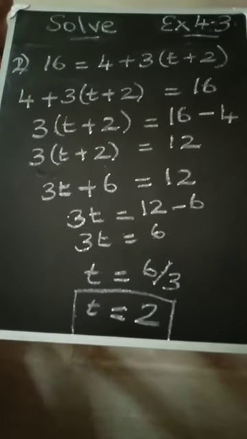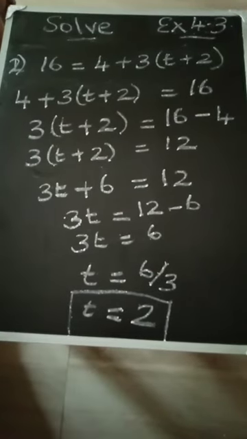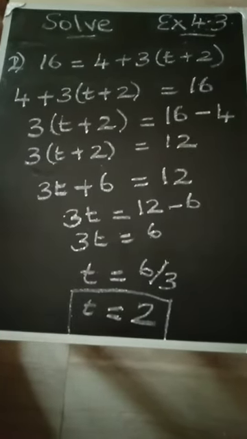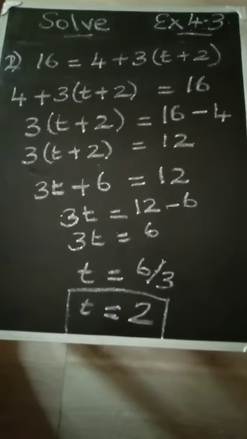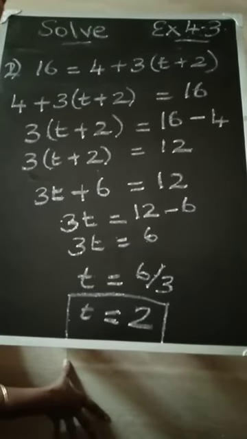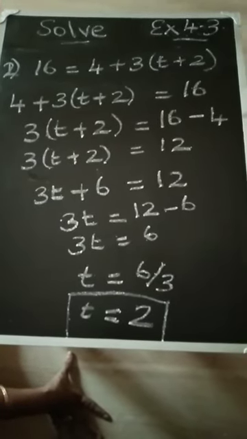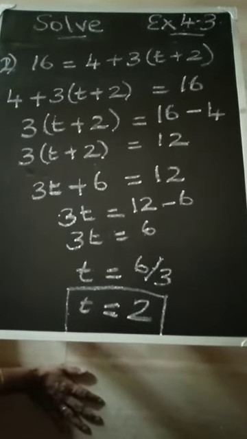That's all, children. Exercise 4.3 is over. You have one more exercise, which we will see whether you can complete in the next class. But after 4.4, the whole simple equations chapter gets over. Thank you, children.